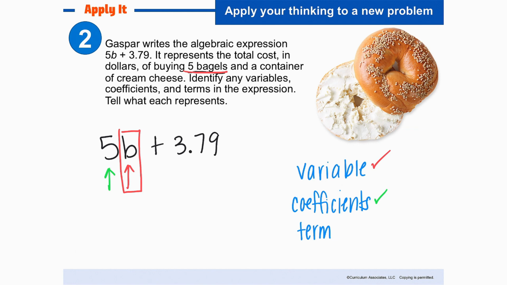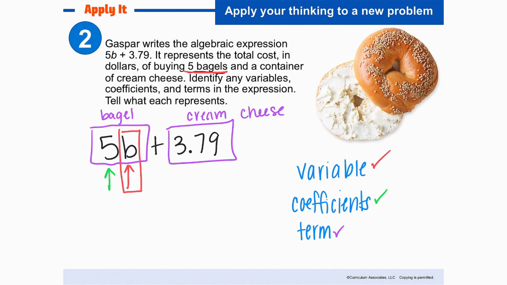So let me see here. I don't want yellow. Let me get a different color pen here. Okay. For a term, we're looking at the different parts. So here's one part, that's a term. And right here is a term, because 5b represents the whole bagel situation, right? How many I have and how much they cost. Then we know the other part is a term because it's just the container of cream cheese. Okay.